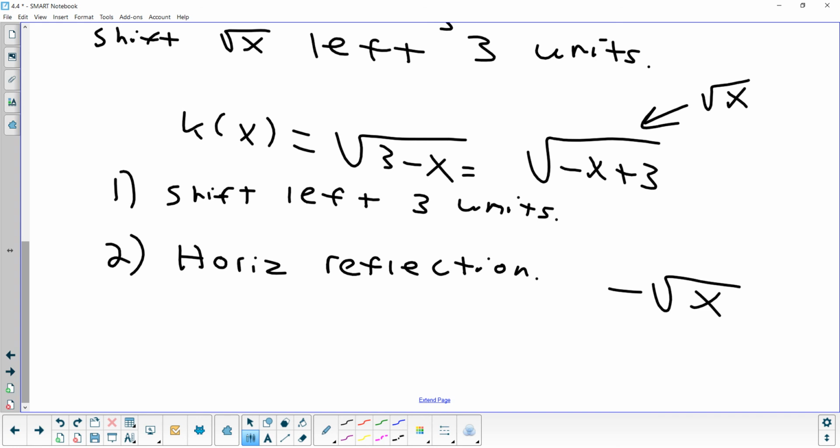Okay, any questions on that? That's the transformations. How about with a graph like this? Center point or start point? Which one?